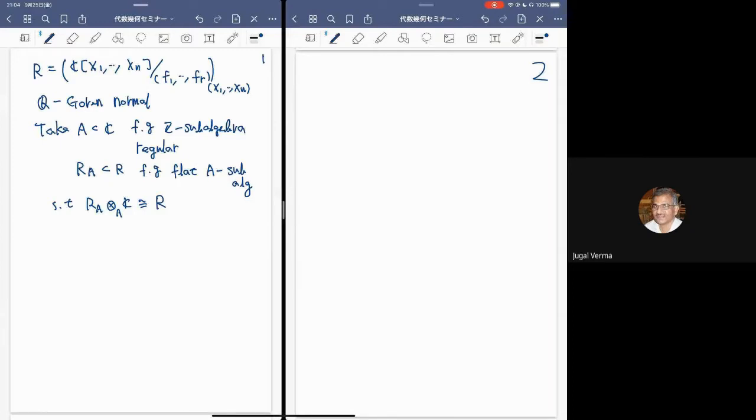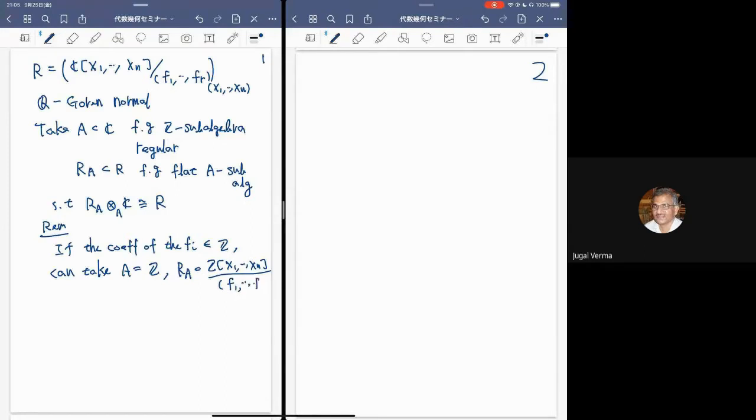An easy remark is that if the coefficients of the polynomials f_i are integers, then we can take A to be Z and R_A to be the quotient of a polynomial ring over Z. So this is a kind of baby case.